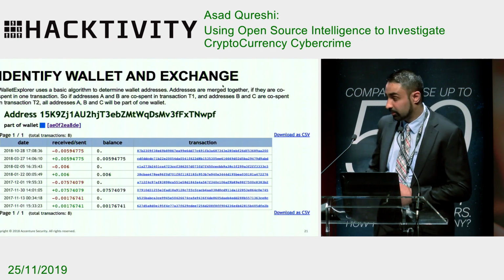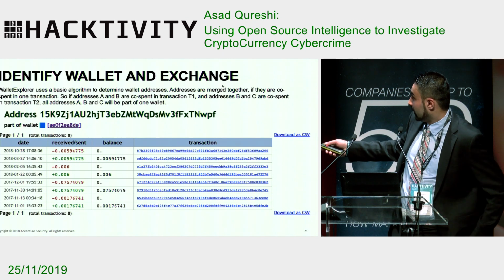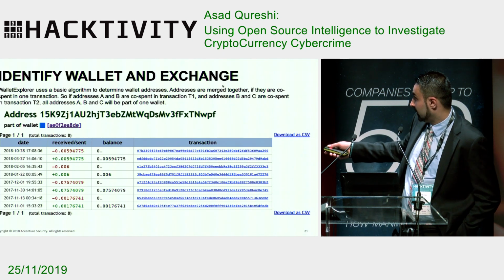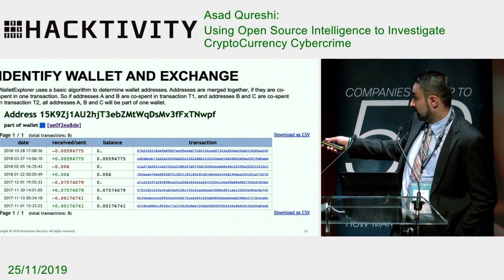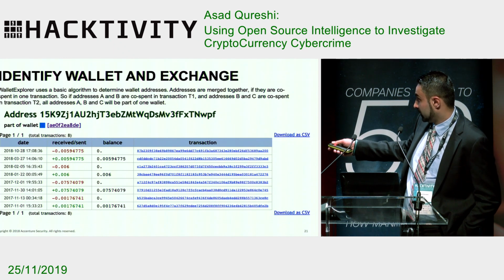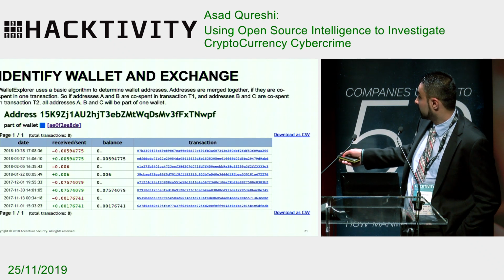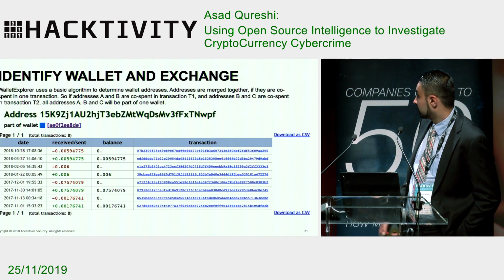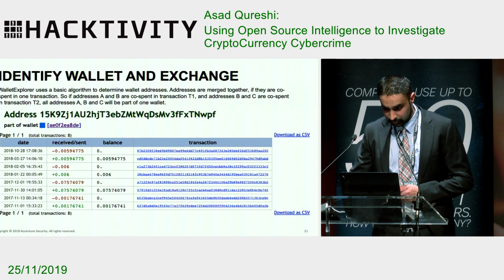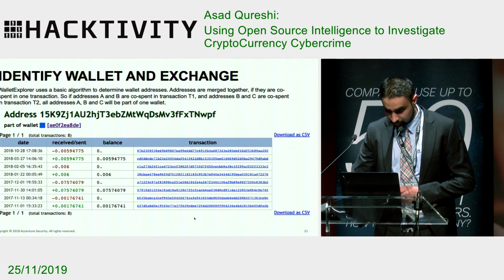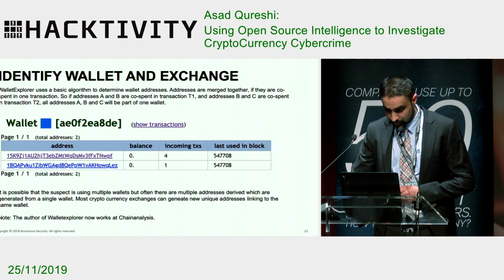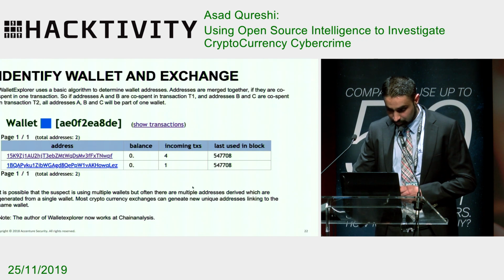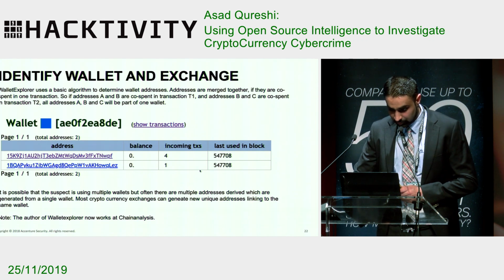Same example. Here we have the address, the date, and the amount that is sent and received, and you can check each transaction.